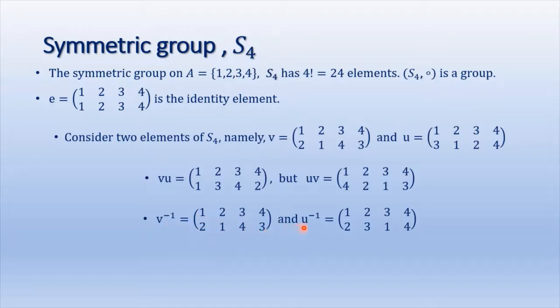Similarly for U inverse, you write all 1, 2, 3, 4 in the first row and the corresponding pre-images you obtain from U. So the pre-image of 1 is 2, the pre-image of 2 is 3, the pre-image of 3 is 1. So from down to upward, you collect the corresponding numbers. So the pre-image of 3 is 1, which is written here, and finally the pre-image of 4 is 4. So U inverse has been obtained like this.